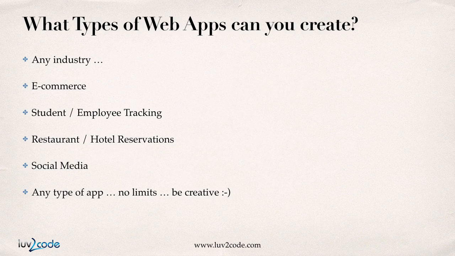All right, so here's another frequently asked question. Well, what types of apps can we create? Well, I always like to say that you can create apps for any industry. So you can build e-commerce apps. You could build maybe a student or employee tracking application. If you're building a hotel or restaurant reservation app, or a social media app like Twitter or Facebook, really any type of app, there's really no limit on the apps you can create.